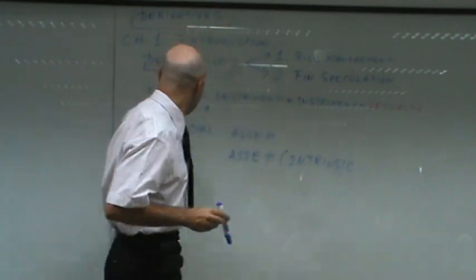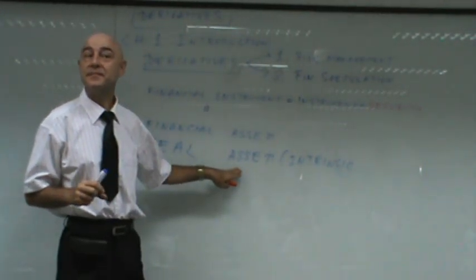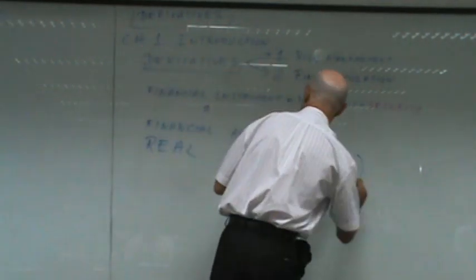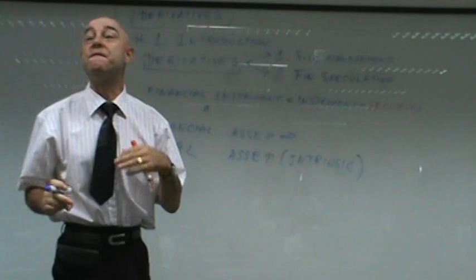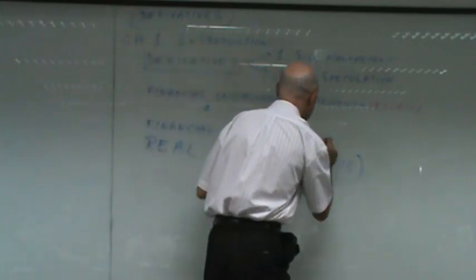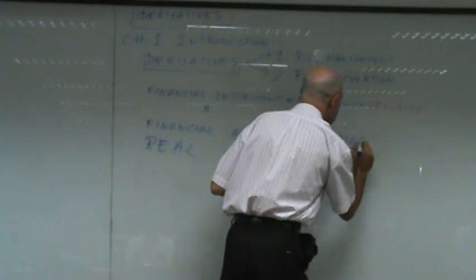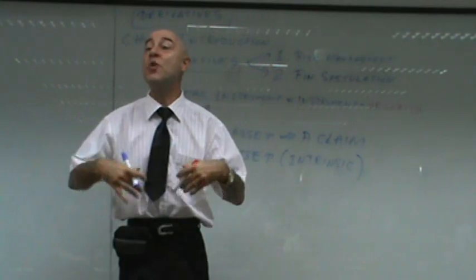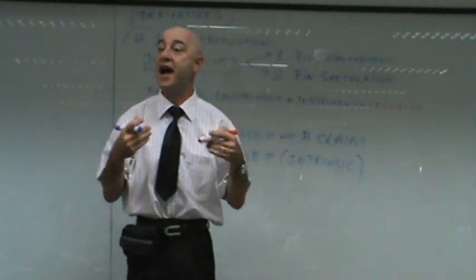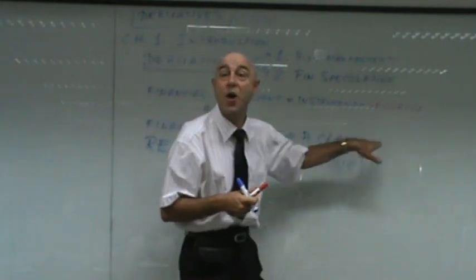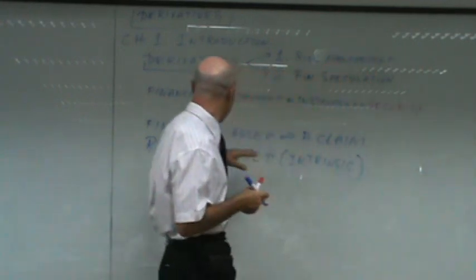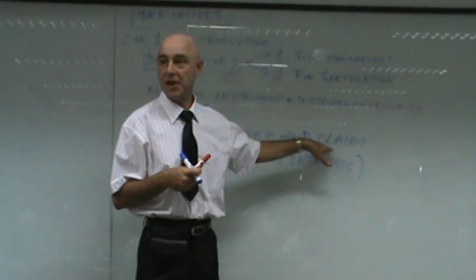All right. So, real assets have intrinsic value, while a financial asset is a claim. A financial asset is a claim on someone else's assets. And a financial asset could be a claim on another financial asset. So, a financial asset is a claim.